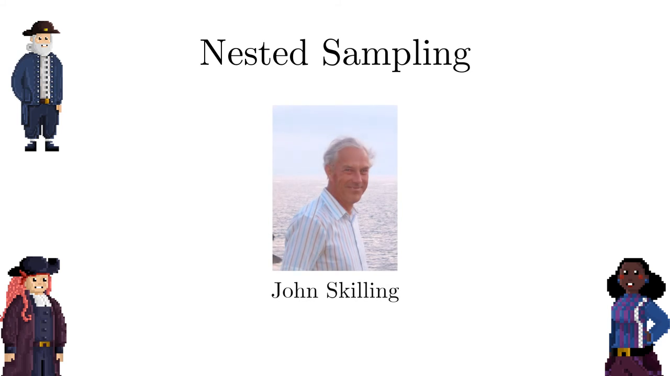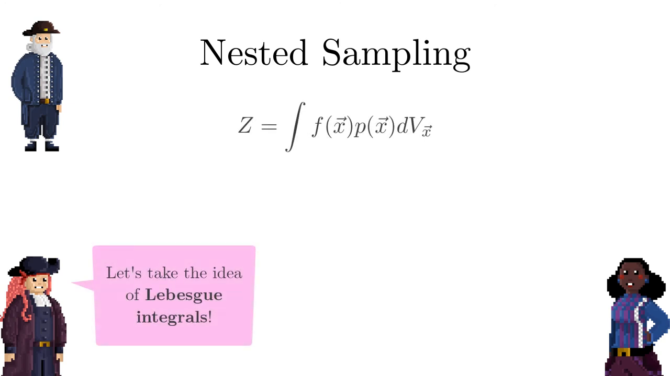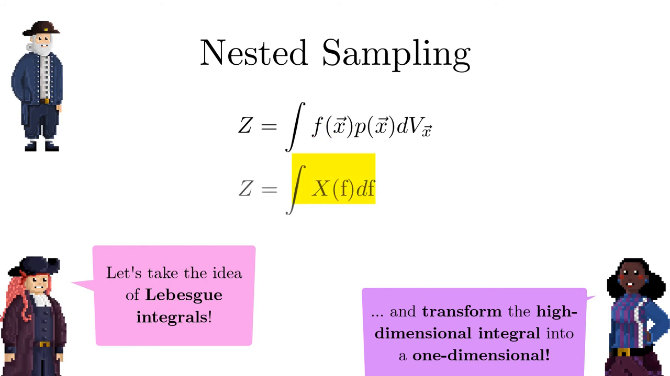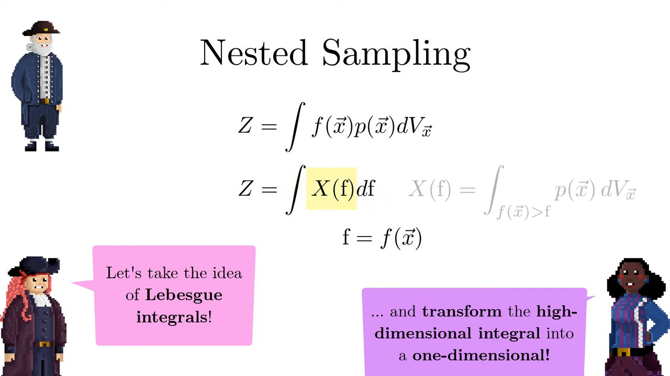Nested sampling makes use of Lebesgue integrals by transforming the high-dimensional integral over the space spanned by the vectors x into a one-dimensional integral over the possible values of the integrand, f equal to f of x. Here, capital X of f is the integral over the prior enclosed by the contour given by f of x is equal to f. This object is therefore the restricted prior mass.